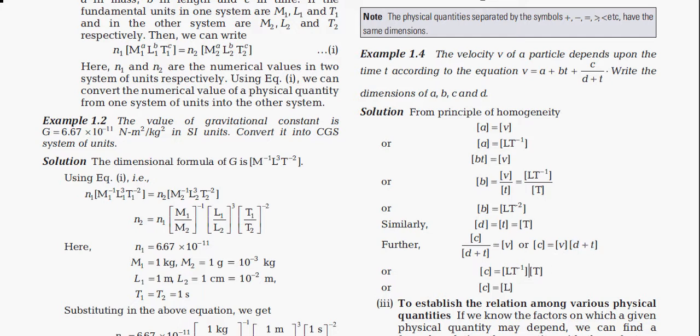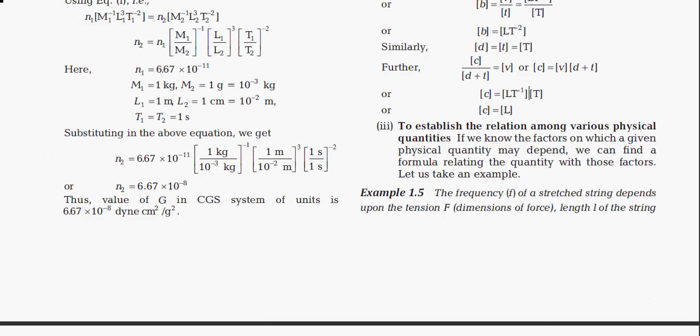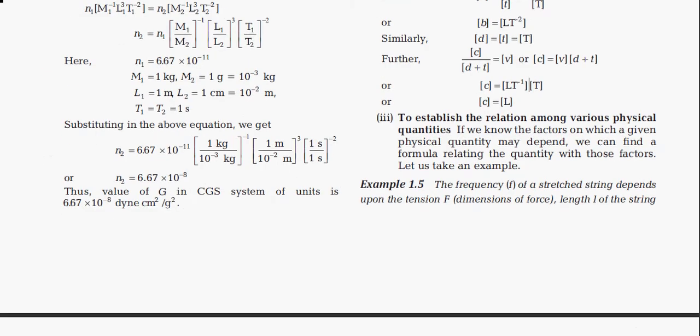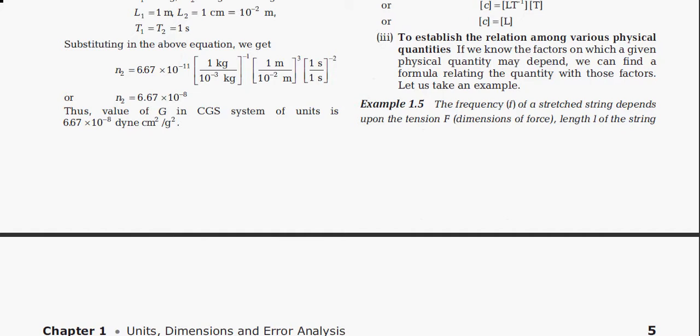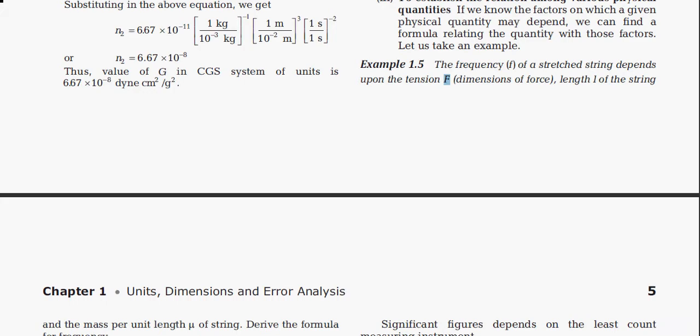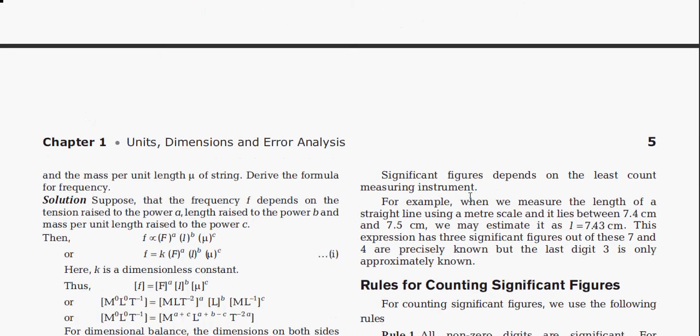Now let's see how to establish the relation among the various physical quantities. If we know the factors on which a given physical quantity may depend, we can find a formula relating the quantity with those factors. Let us take an example. The frequency of a stretched string depends upon the tension. Let's say the tension is represented by F, dimension of force, the length of the string, and one more part given in the question, that is mass per unit length, which is mu here, as you can see in the slide, mass per unit length.